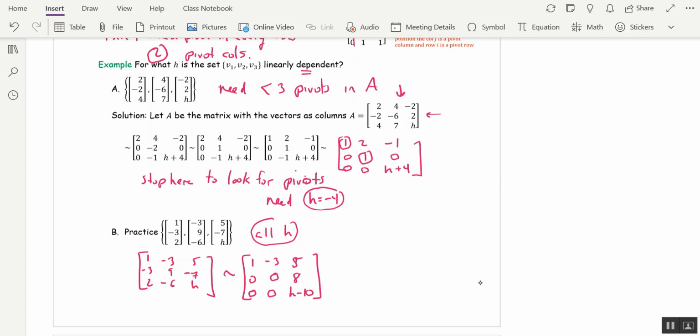Okay, if we think of this as the matrix A in the equation AX equals 0, we can see that X2 is going to be free regardless of what H is. So if H is 10, great. If H is not 10, great. X2 is still going to be free. So we're going to have a free variable in AX equals 0 for all values of H. So for all values of h, those three vectors are linearly dependent.